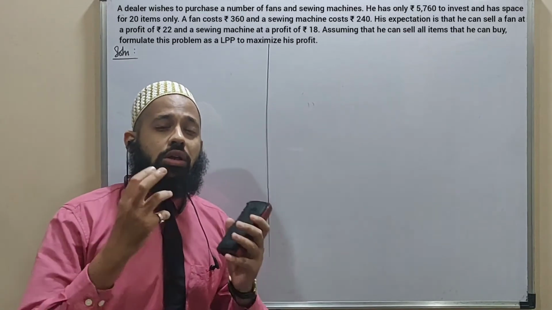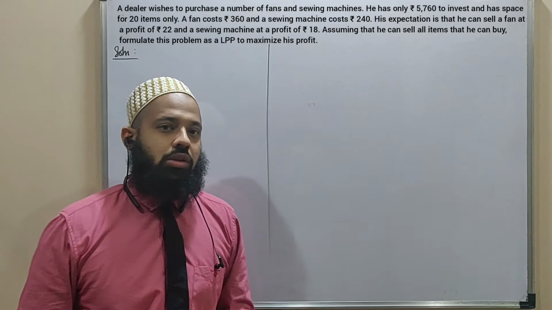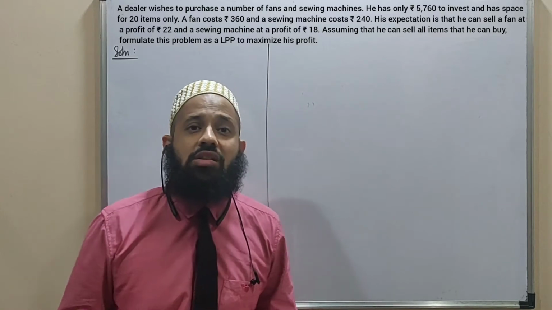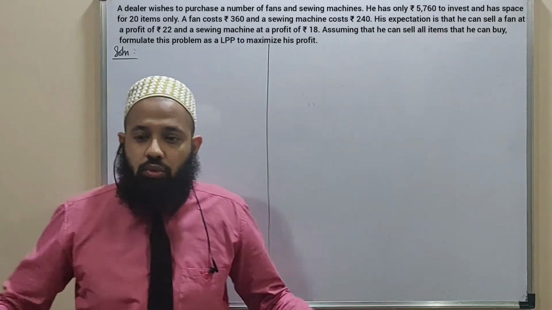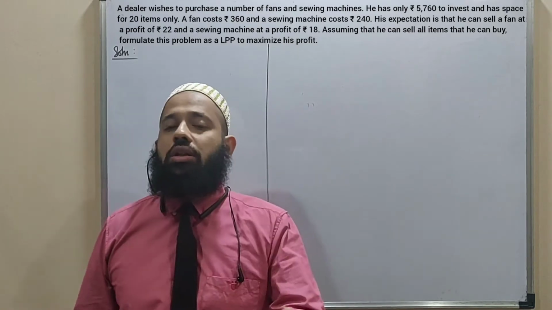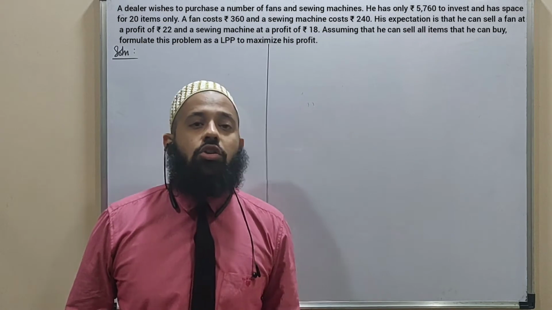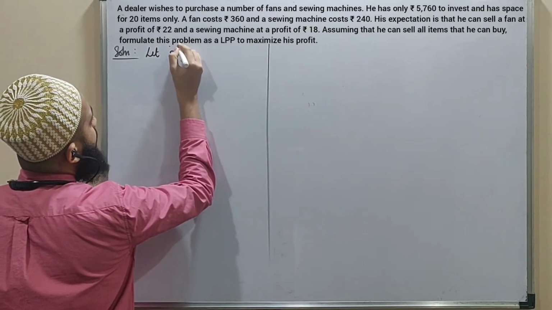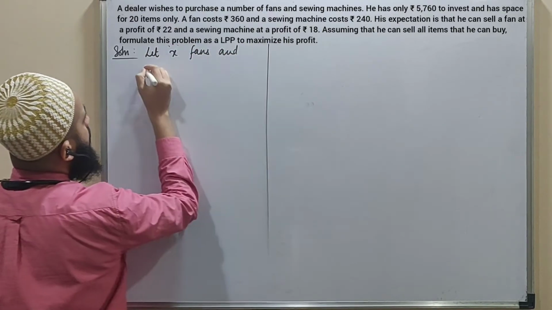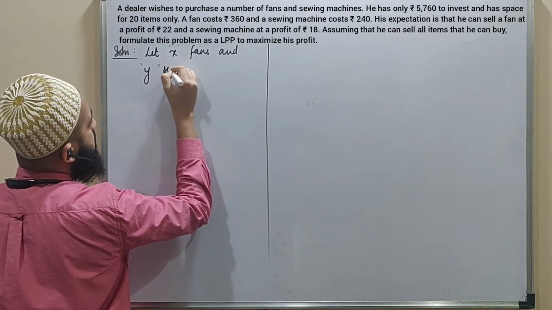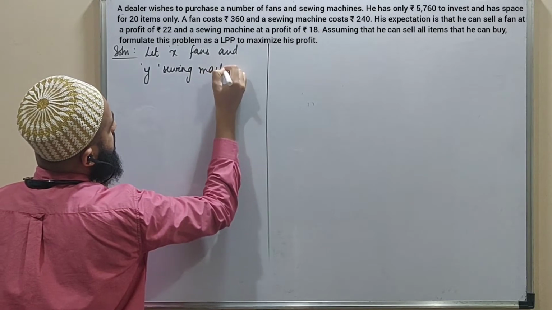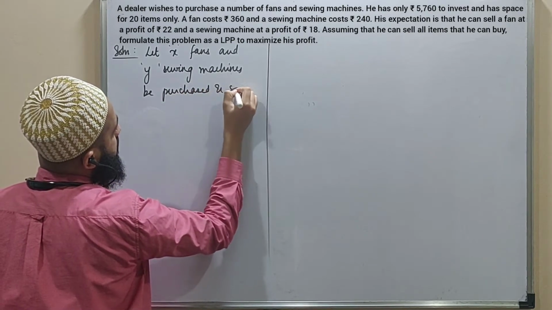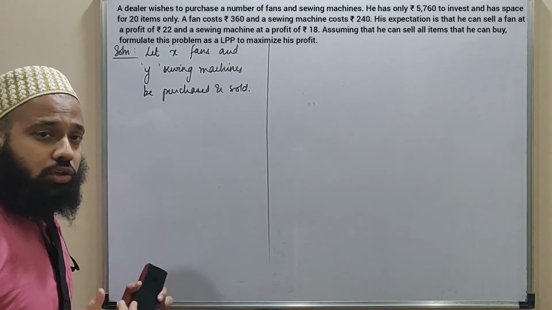Step number 2 is to determine what the decision variables are. So what are x and y going to be? You have a shop, you have to sell sewing machines and fans, right? And you want to know that if I have space for 20 items, how many machines and how many fans will I bring? That is going to be the question. So just converted into maths, you will write it as: let x fans and y sewing machines be purchased and at the same time sold.